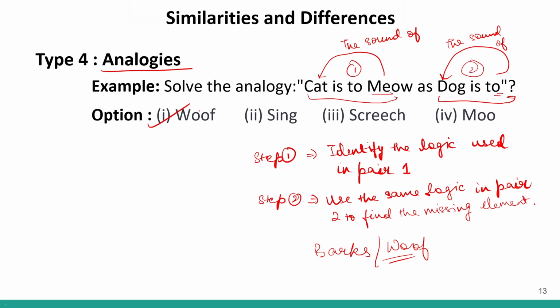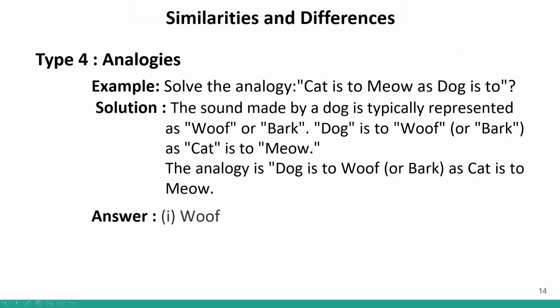Understood? So how do we solve any analogy? First, we identify the logic used in the first pair. Then we use the same logic to identify the missing element in the second pair. So here the analogy was that meow was the sound of a cat. Similarly, the missing element woof will be the sound of a dog. This is how you solve any analogy question. So you can see the sound made by a dog is typically represented as woof or bark. So dog is to woof as cat is to meow.